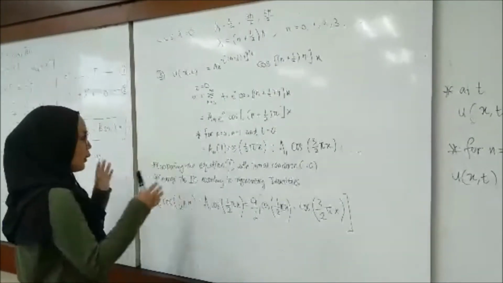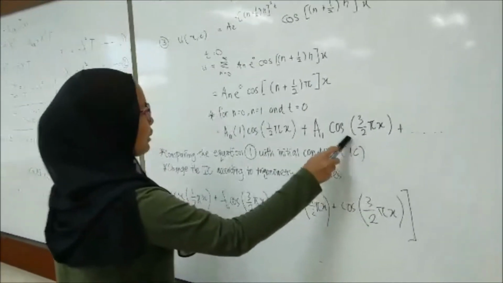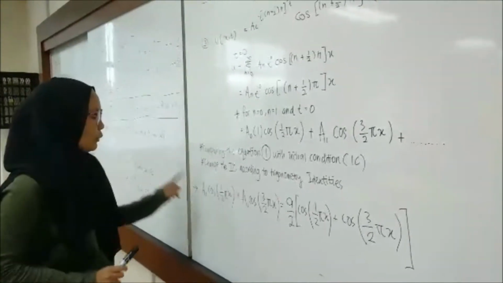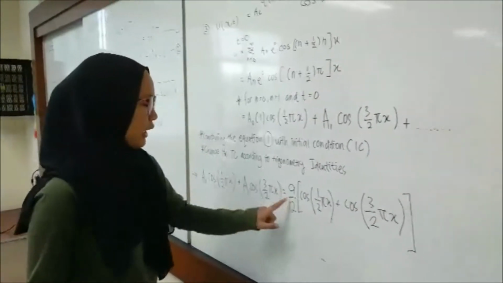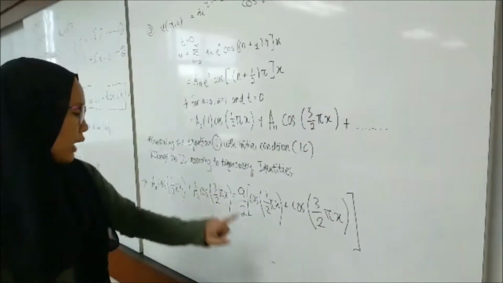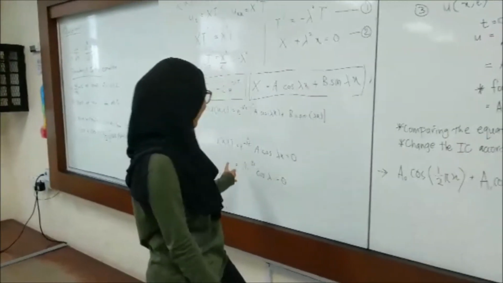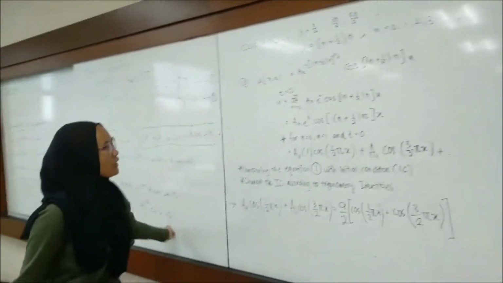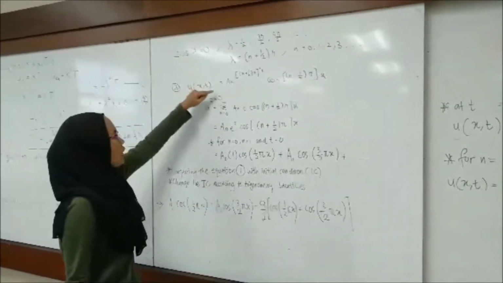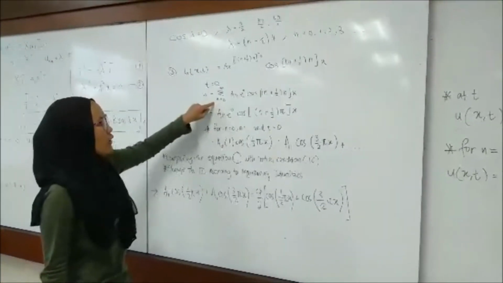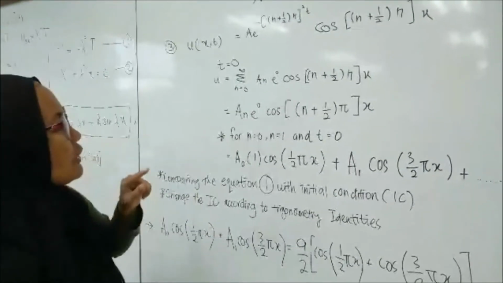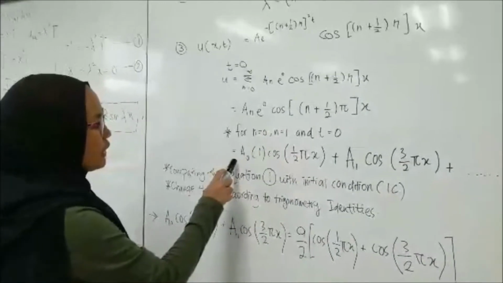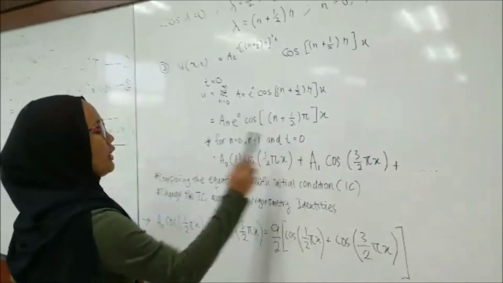Next, we will compare this. From this equation, we will compare it with this equation. So we got a0 equal to a over 2, and then a1 equal to a over 2 also. After we get this equation, we need to substitute lambda into this equation, and then we get this equation. After that, we use summation of n equal to 0 and n equal to 1, and we will get this equation when t equal to 0.